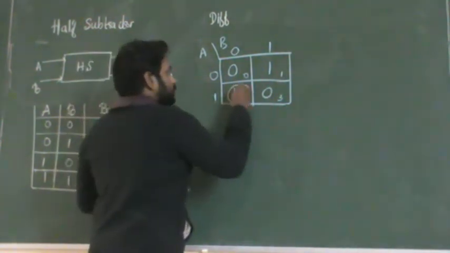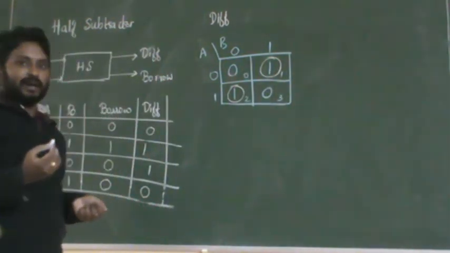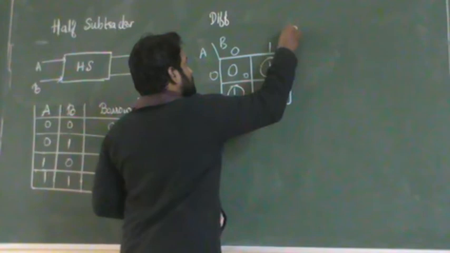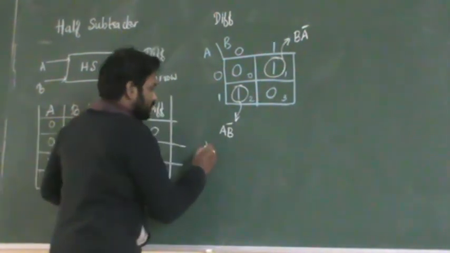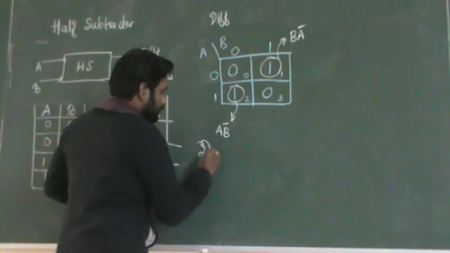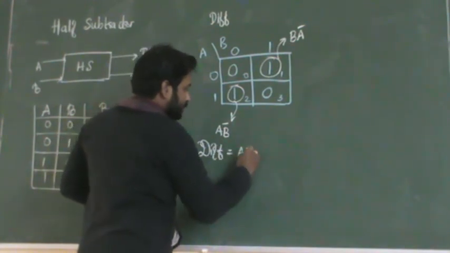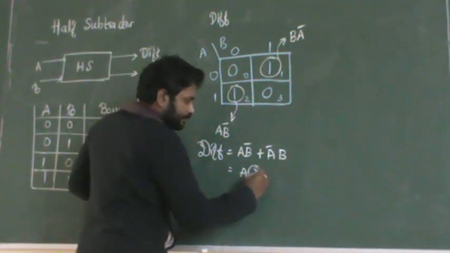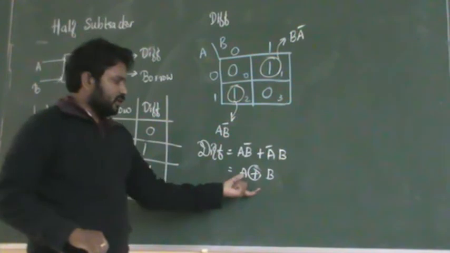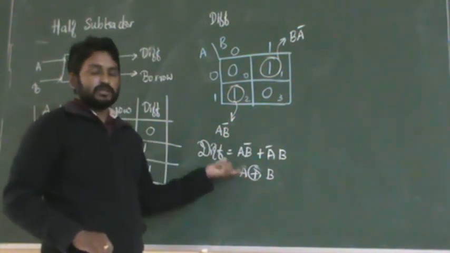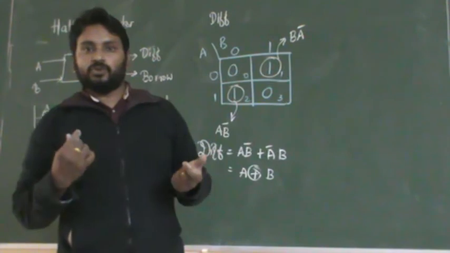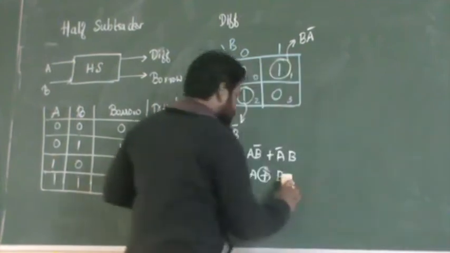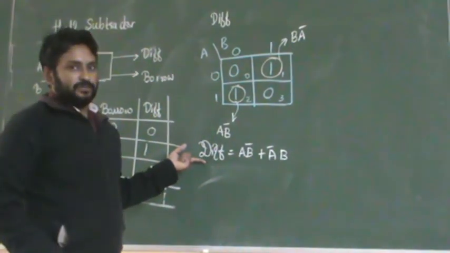So the grouping will be as usual for the half adder. This is A into B bar and this is B into A bar. So what is your difference now? It is A into B bar plus A bar into B, that is nothing but A XOR B. But we are not bothered about the XOR operation because in the experiment itself they have asked you to use only the basic gates, that is AND, OR and NOT. So therefore we are not representing this. This is the final expression for difference.